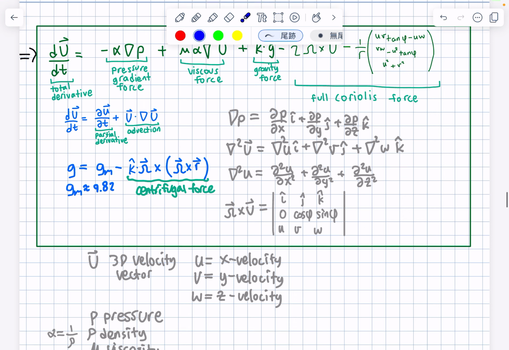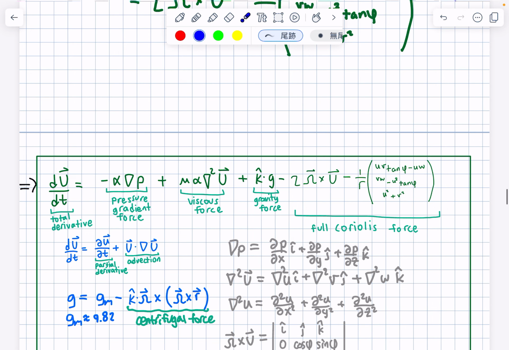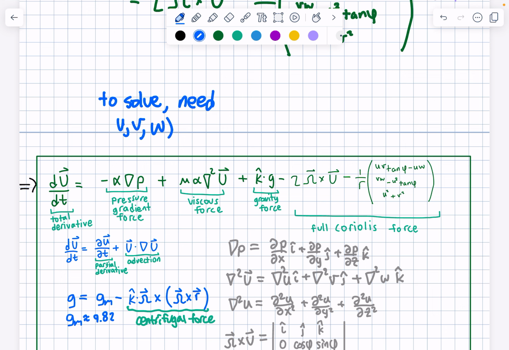So as long as we know a starting point, we need to know u, v. I'll just write out the things we need to know to solve this equation. To solve, we need u, v, and w, the velocities, and we need density, which is equal to 1 over alpha, and we need pressure. We need viscosity. So this is viscosity.